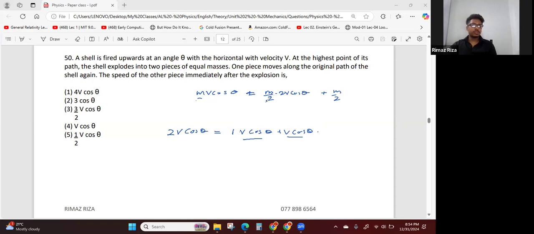So then here m over 2 into 2v cos theta is the momentum, and we want the speed of the other piece immediately after the explosion. Here, this 2 won't come. So here, m over 2 v cos theta, m over 2 v cos theta. If you add, the total momentum will be there. So it has to be v cos theta again, right?